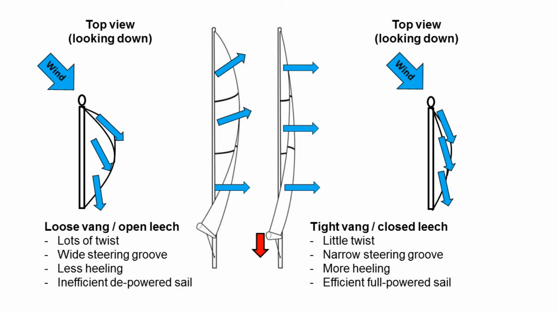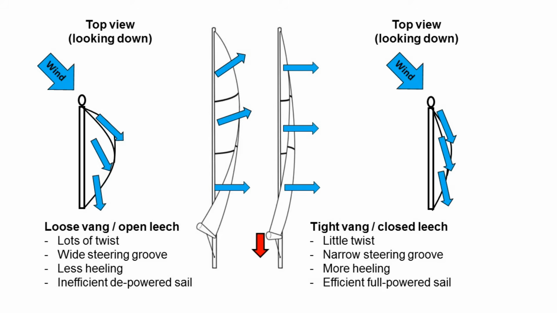Okay, so here in this chart, I've added on the outside drawings, the top views, the angles of attack. And so again, trying to just show how the twist creates multiple angles of attack in the sail by opening the leach and inducing twist. So again, it gives you a wide steering groove, it reduces heeling forces, and it's a less efficient depowered sail by inducing twist. So on the right side, again, looking down, you see that the angles of attack along the vertical axis from bottom to top are more aligned. And so this is a closed leach with little twist.